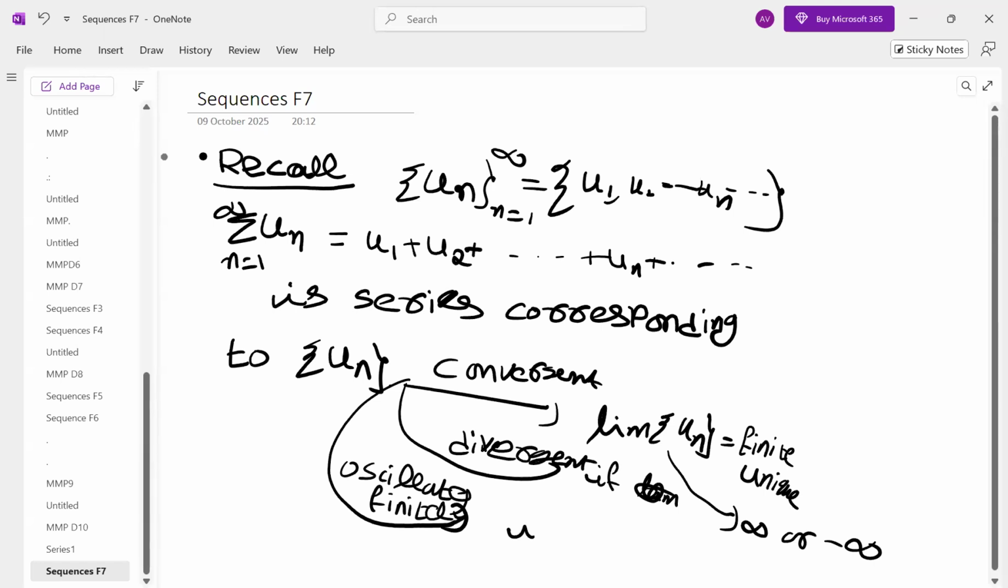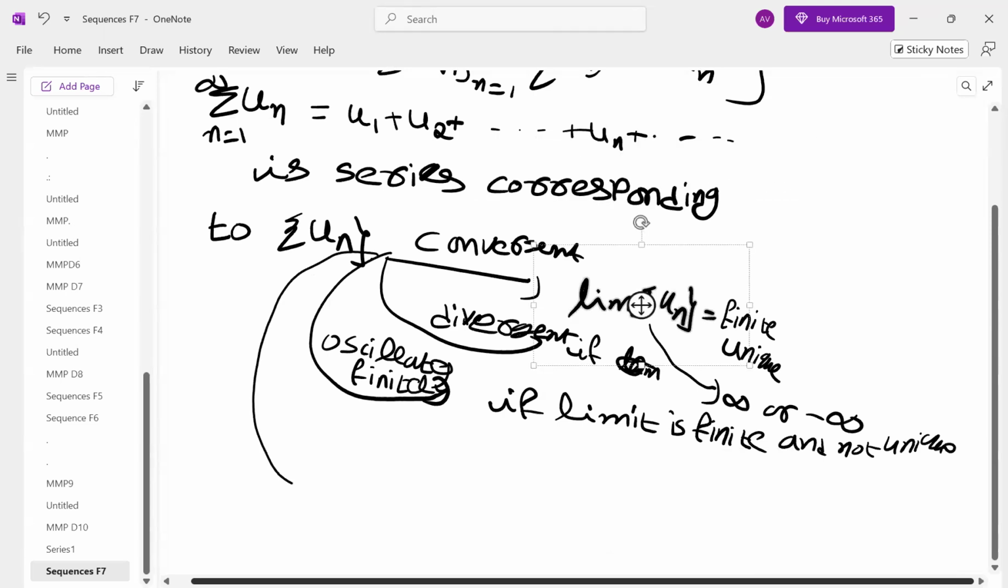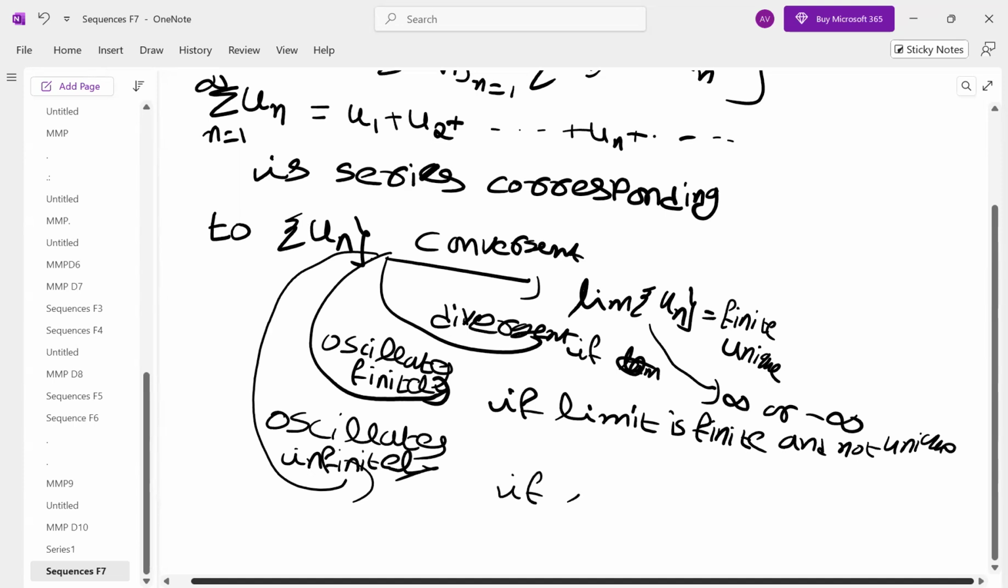if the limit is finite and not unique. And it is going to oscillate infinitely if we get both infinity and minus infinity, that is, if this limit is sometimes infinity, sometimes minus infinity. Okay, this is what we studied.